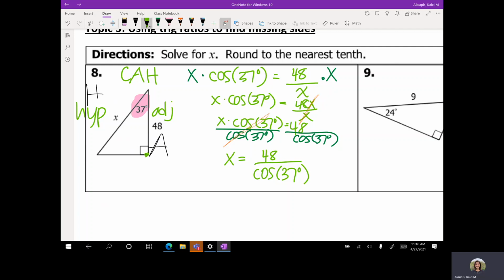I will show you one way to use the trig table to solve this, if you want to use the trig table.